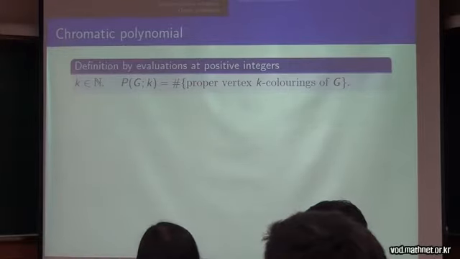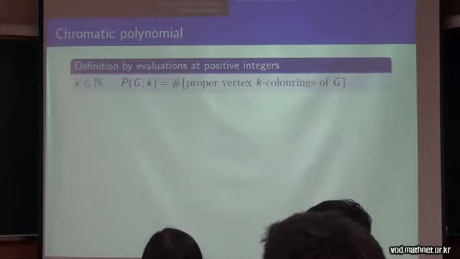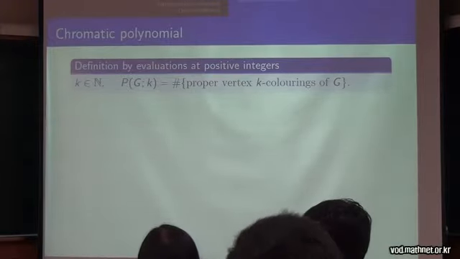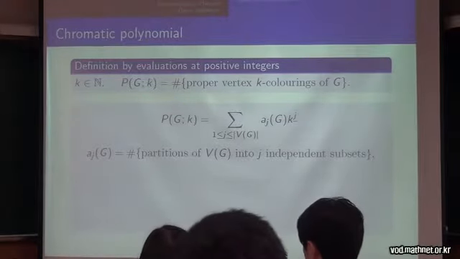So the chromatic polynomial is usually defined as a counting function. You're looking at a graph and you want to count the number of ways to color its vertices with k colors so that adjacent vertices get different colors. So that's what's meant by a proper vertex k-coloring. And when you define it in that way, it's not immediately obvious it's a polynomial.